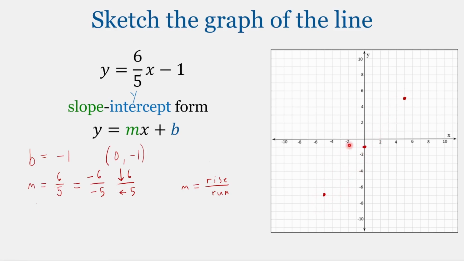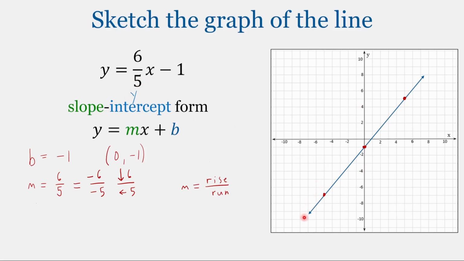When I graph a line, I typically like to have at least 3 points, because if I made a mistake plotting them, it'll become evident when I draw the line. In this case, I connect those 3 dots, and they all fall on the same line. If I had misplotted one point, it would not fall on the line. So here we have sketched the graph of this line from the equation using the slope-intercept form.